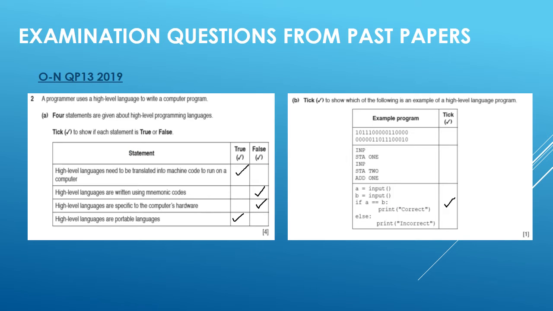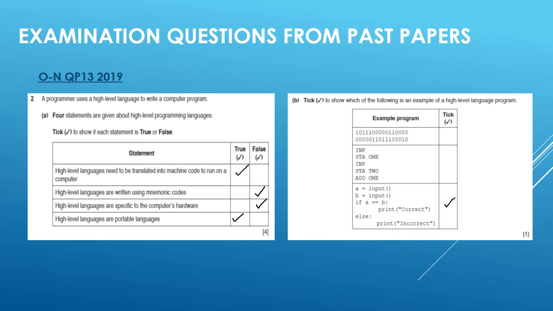Now it's time to practice examination questions from past papers. In this way, you will be able to recall the concept, analyze the question, and see the nature of the questions. So let's start. This is the question I have taken from the October-November paper, variant 1.3, year 2019. This is the second question of the paper.